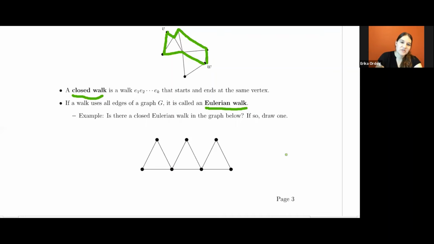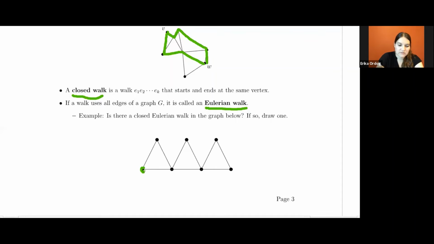Okay, now that you're back, we want a closed Eulerian walk. So closed means we start and end at the same vertex. Eulerian means we use all the edges of a graph. And a walk just means we don't pick up our pencil and we don't go through the same edge more than once. So you can start anywhere you want.